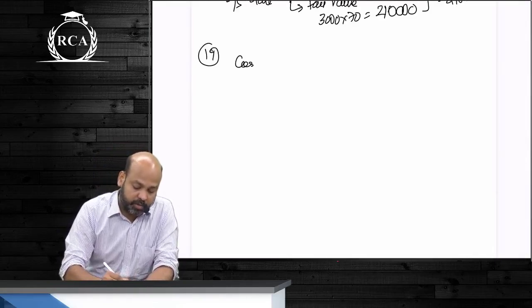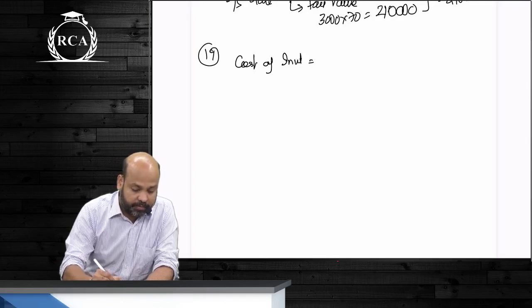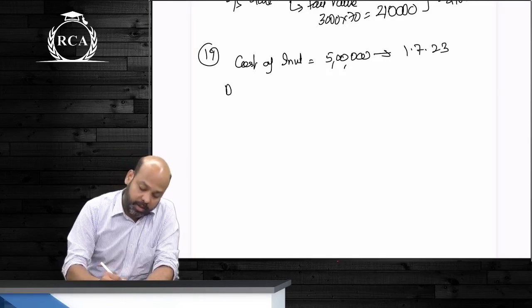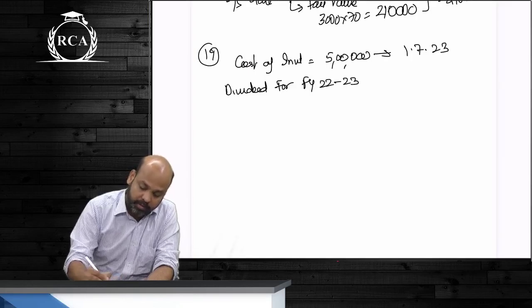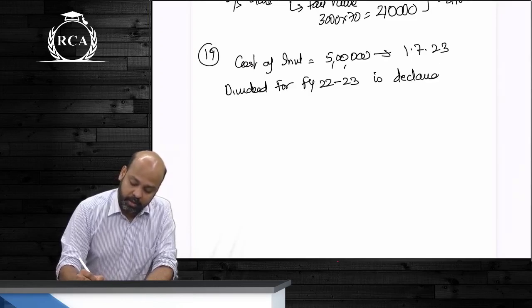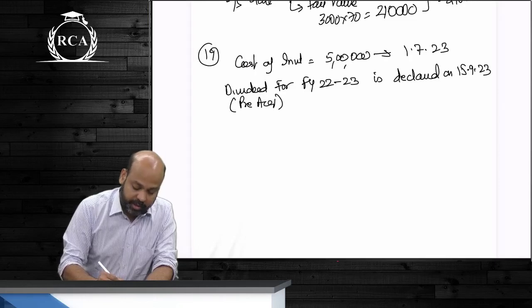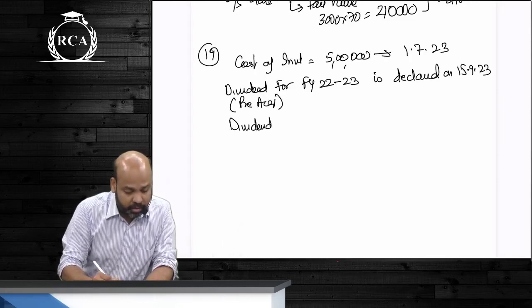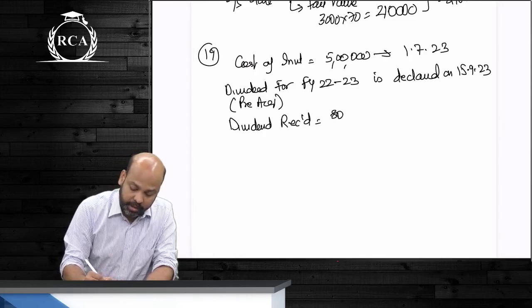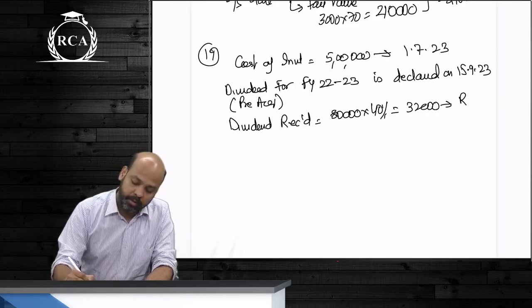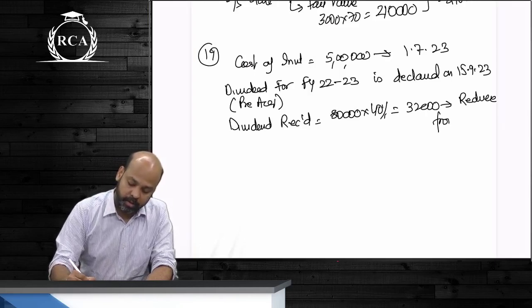In the 19th one, guys, our cost of investment is how much, beta? 5 lakh rupees. When did we buy, beta? 1st July 2023. Dividend for financial year 22-23 is declared on which date? 15th September 23. This is pre-acquisition. How much is your dividend receipt, beta? How much total dividend did they declare? Dividend receipt will become 40% of 80,000, which is 32,000. Reduce from cost of investment.